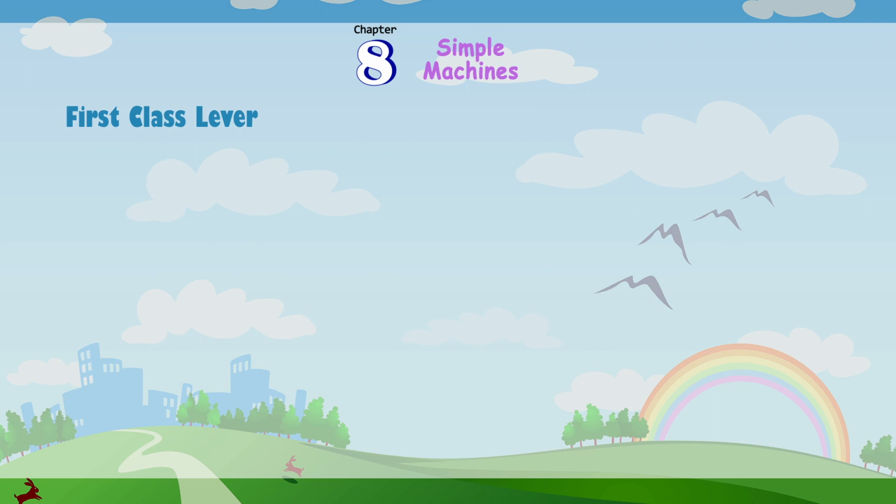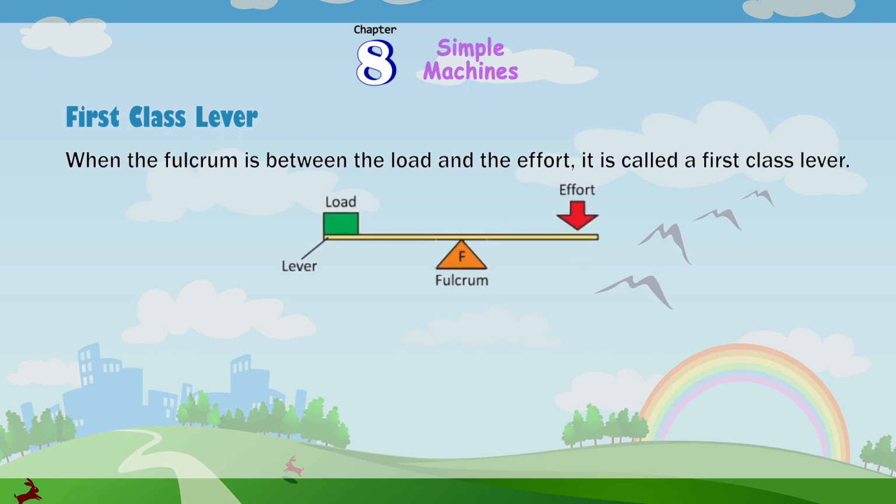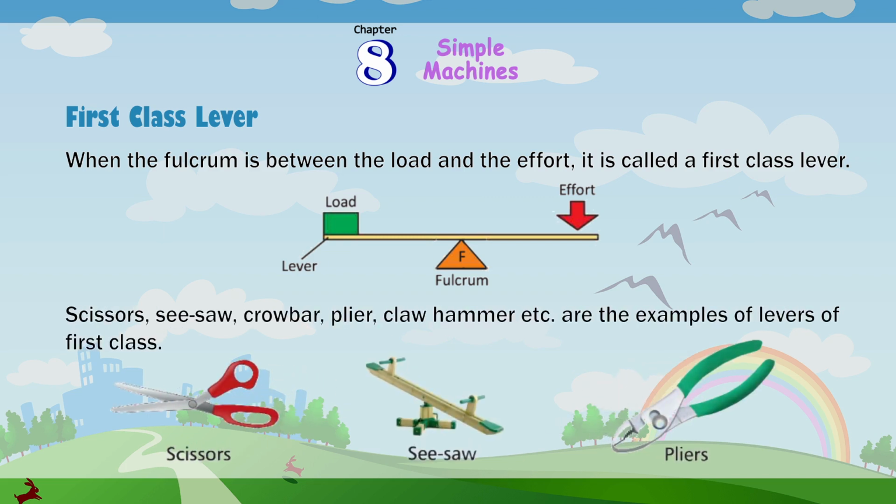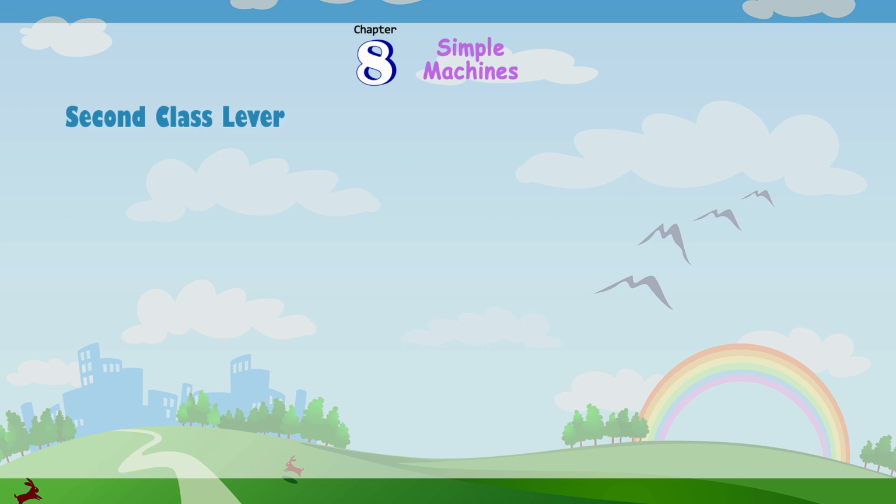First class lever. When the fulcrum is between the load and the effort, it is called a first class lever. Load, fulcrum, effort. Scissors, seesaw, crowbar, plier, claw hammer, etc. are the examples of levers of first class. Scissors, seesaw, pliers.